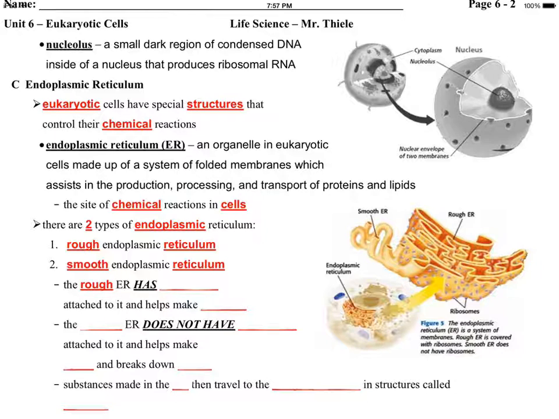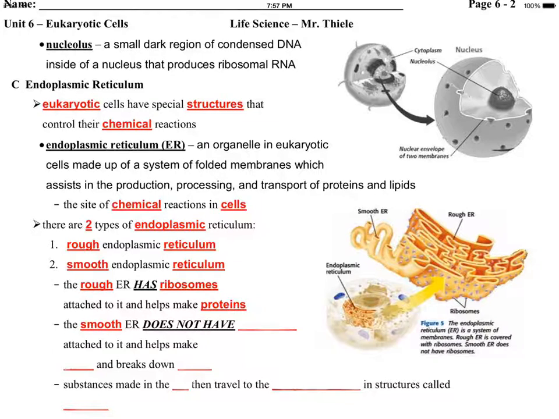The rough ER appears rough because it has ribosomes embedded or attached to its surface, all along its surface, and these help to make proteins right on the surface of the rough endoplasmic reticulum.